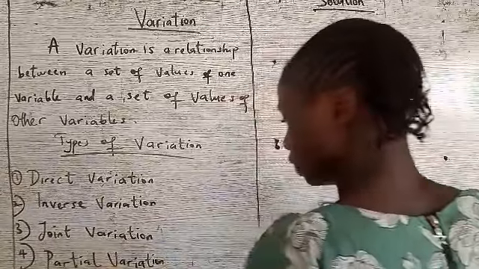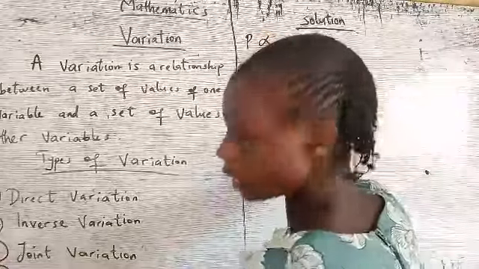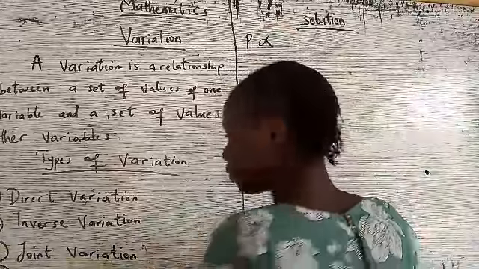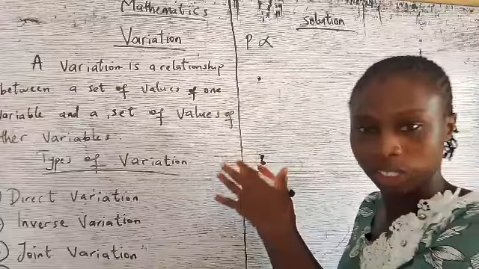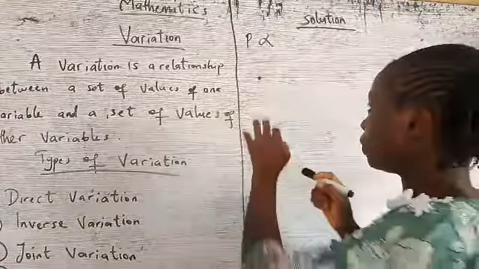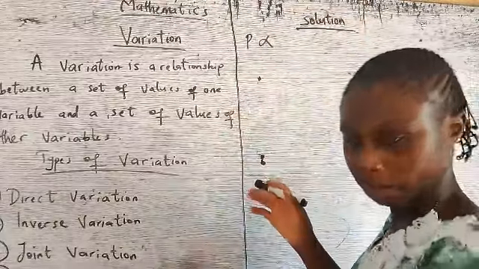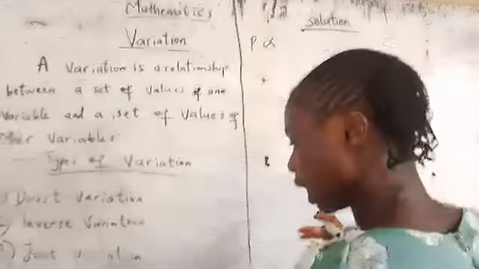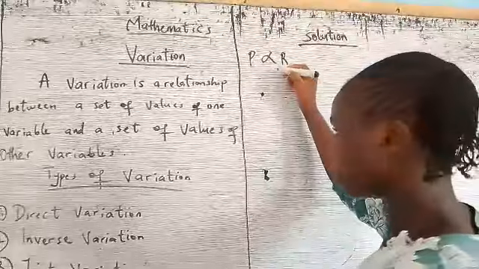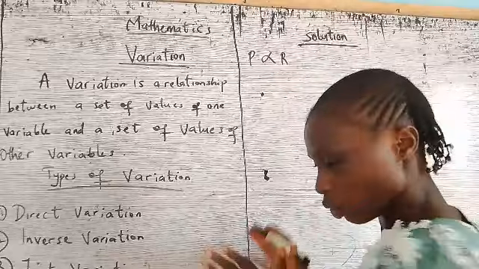So if P varies directly as R, we have a P, then we have a proportionality sign, that's this sign. You know, in physics, this sign we call it alpha, but in mathematics we call it proportionality sign. So this sign now is the one that comes immediately after P. Then it said if P varies directly as R, so this is my direct proportionality sign, as R, then R equals 12. Just hold on.